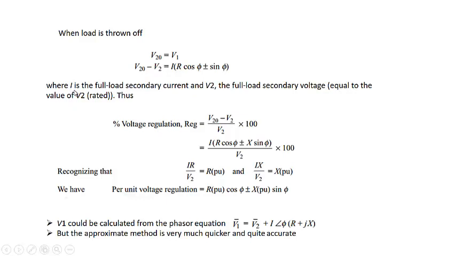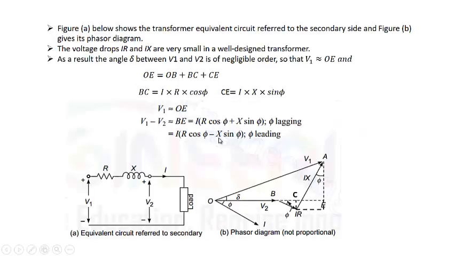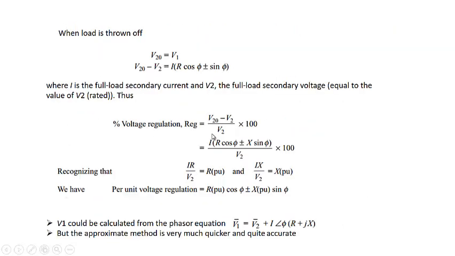Here I is the full load secondary current, and V2 is the full load secondary voltage, equal to the value of V2 rated. Thus, percentage voltage regulation will be equal to V2 naught minus V2 divided by V2, where V2 naught is V1, into 100. So V1 minus V2 will be equal to this and this for different power factors. So it has combined both of these in a single equation. It will be equal to I R cos of phi plus or minus X sine of phi divided by V2 into 100.